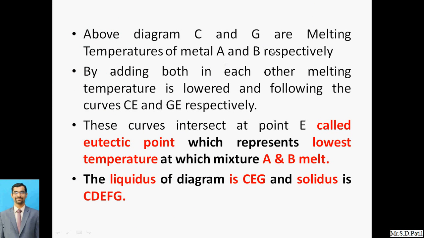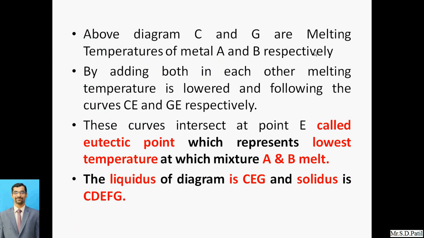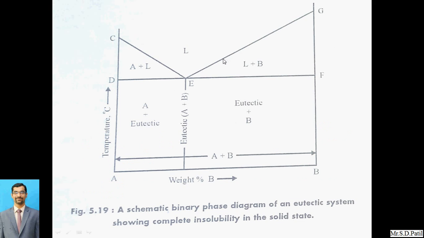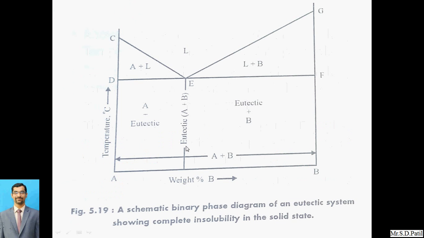In the above diagram, C and G are the melting temperatures of metals A and B respectively. So C is the melting temperature of A, and G is the melting temperature of B. We have just named the metals A and B. By adding both to each other, the melting temperature is lowered, following the curves from C and G respectively. So the curves are CE and GE, that is, the melting temperature will be dropping. These curves intersect at point E, called the eutectic point.